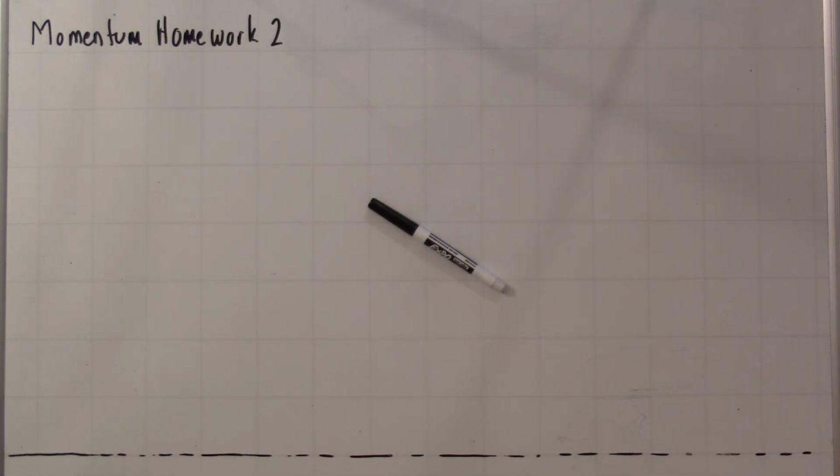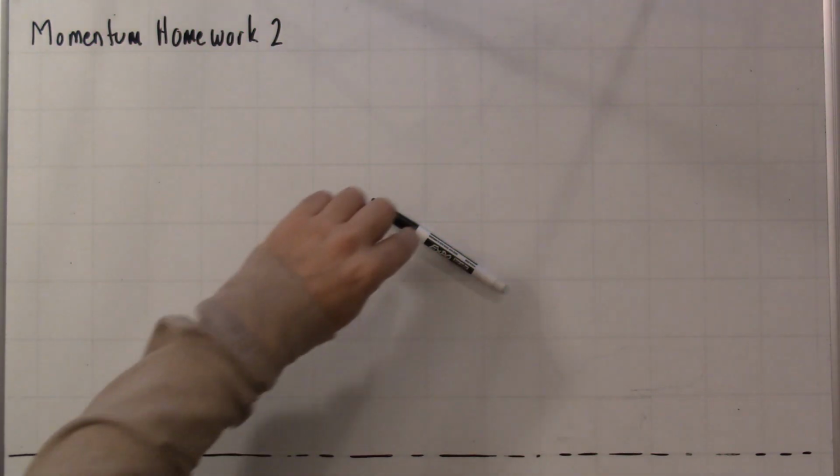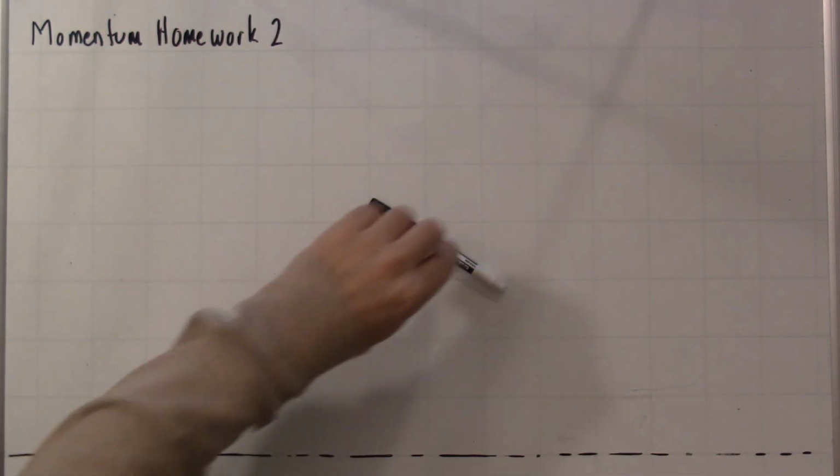Let's take a couple minutes and see if we can finish the last two questions from Momentum Homework 2. The last two questions are as follows. Let's do number 4 out of 5 here.